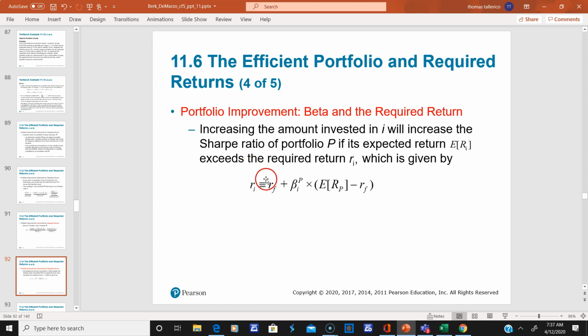You just take the risk-free rate, given the risk-free rate and the beta, and the expected return of the portfolio. This should give you the individual return on a particular stock, or on a particular portfolio.